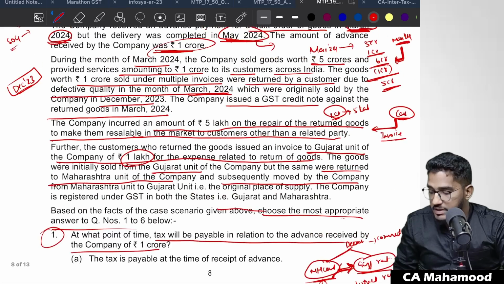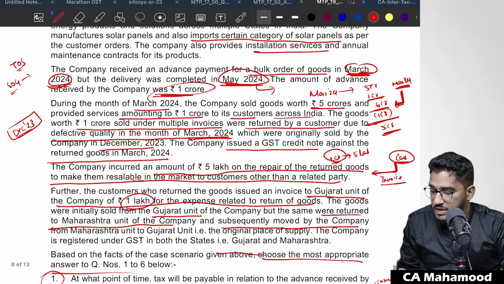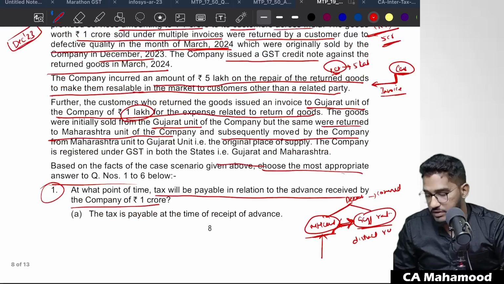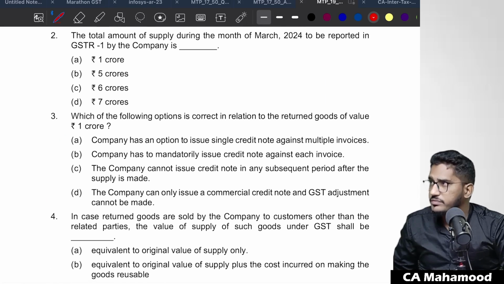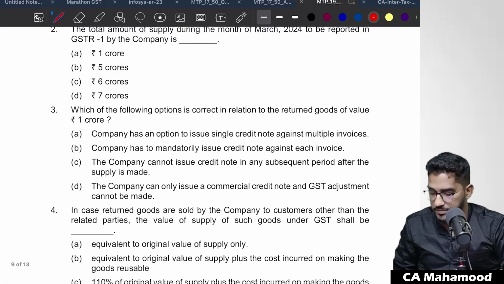So this 1 crore advance has been received in the month of March, but the delivery happened in May 2024. So this 1 crore rupees will be offered to taxation for the month of May 2024. The same thing they try to say here.